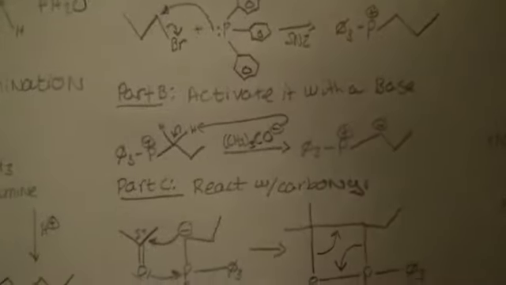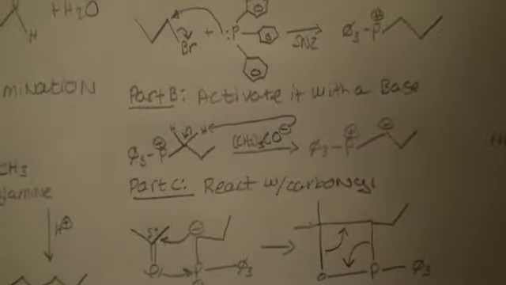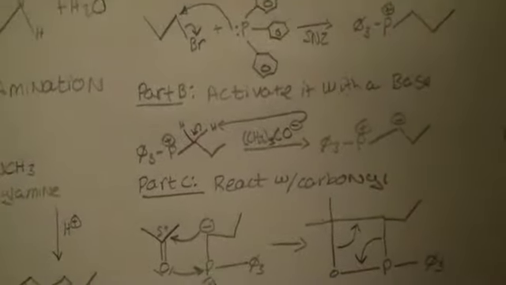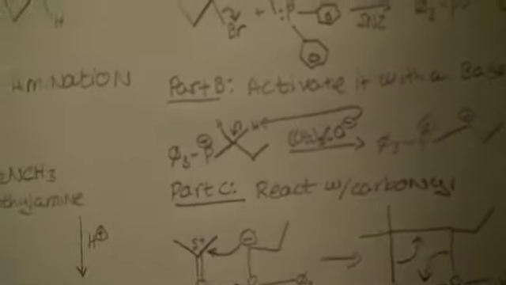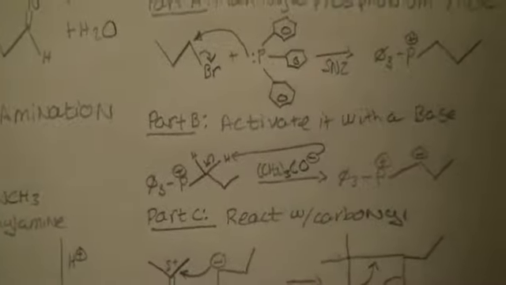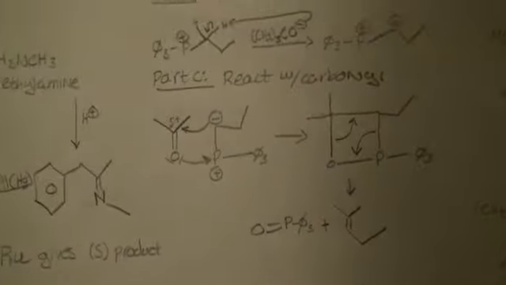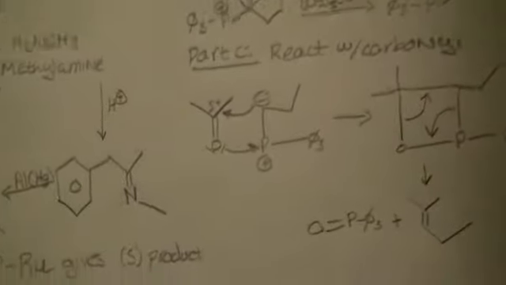In the second part, you're going to activate this newly formed compound by reacting it with a base to get this sort of plus on the phosphorus, minus on the carbon next to it thing going on. And bulky bases are good. And in the last step, you just react it with a carbonyl group.